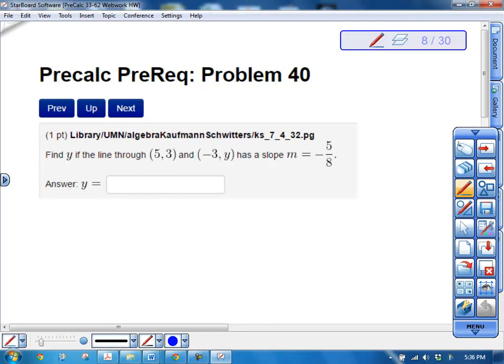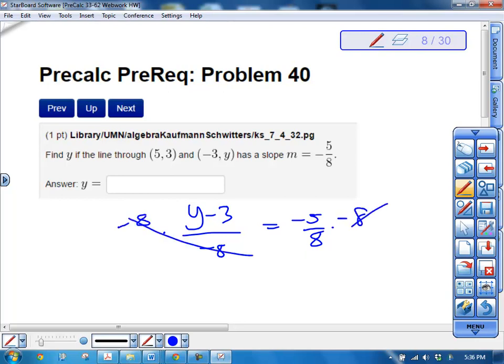Next problem wants you to do slopes. You do y2 minus y1 divided by x2 minus x1 and set that equal to negative 5/8, and then solve this. So this would be negative 8 in the bottom. You can multiply both sides by negative 8 to get rid of that, in which case these cancel. Put 5 on the right side, and then add 3 to both sides, so y equals 8.